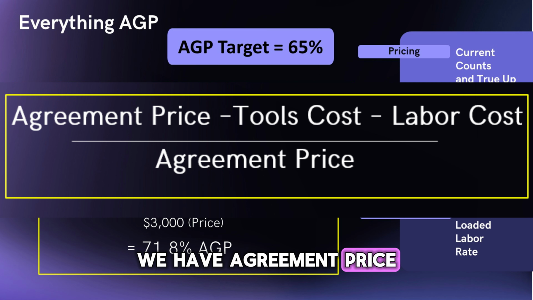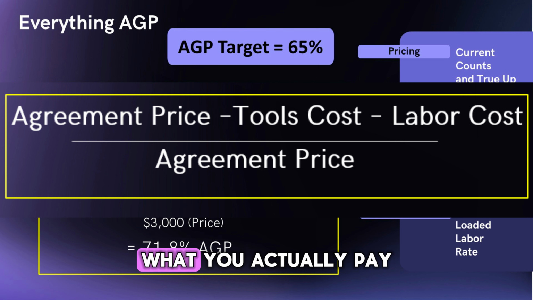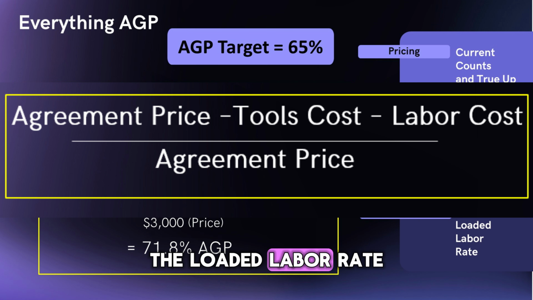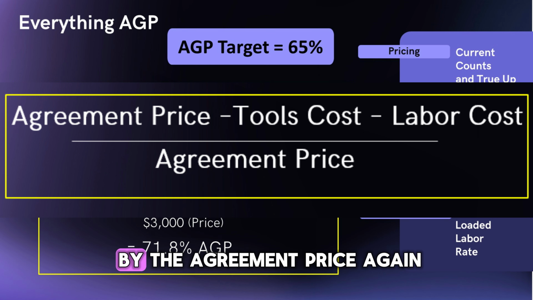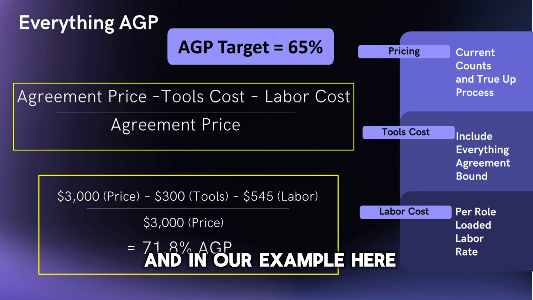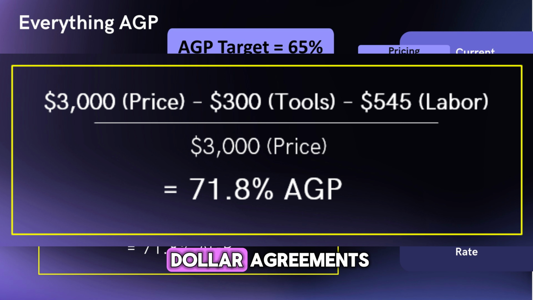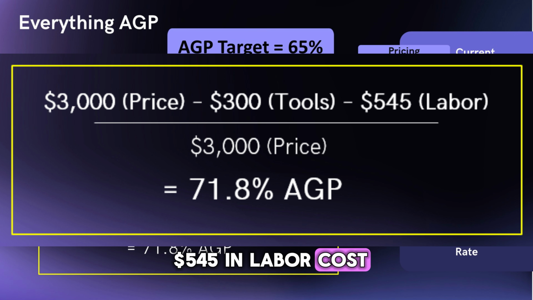We have agreement price, and then we have to subtract the tools cost, what you actually pay for them, the loaded labor rate, and then divide that by the agreement price again to get that percentage. And in our example here, we have a $3,000 agreement, $300 in tools, and $545 in labor costs. We've divided that again by 3,000 to get a 71.8% margin, which is excellent.